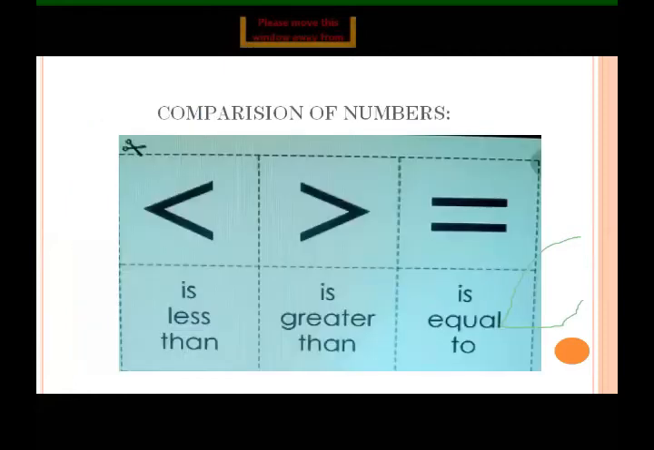Now we are moving towards our next topic, that is comparison of numbers. Okay, what is comparison of numbers? We have to compare both the numbers, whether it's small, whether it's greater, whether it's less, or whether it's equal. This is the sign of less than. When the number here, then the number here is smaller than that number. This is the greater sign, and this is equal to. Okay, this is the concept of comparison of numbers.